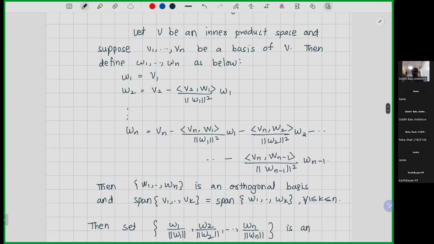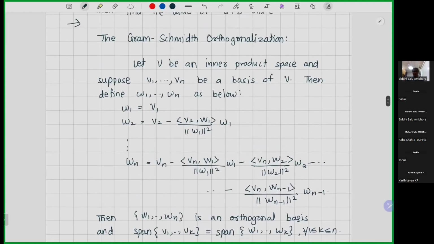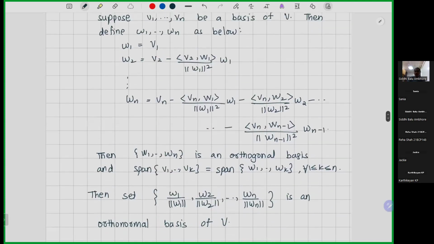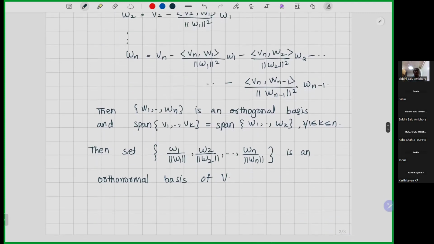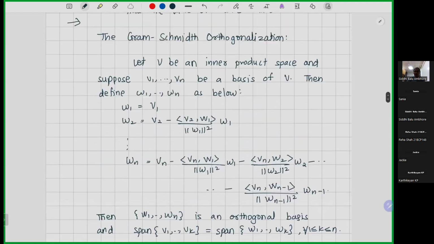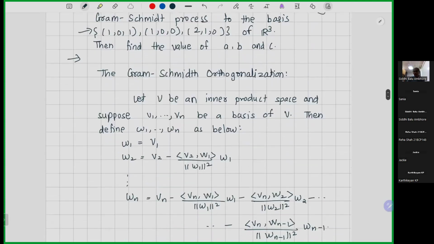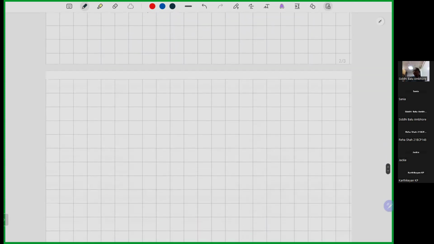So this is the Gram-Schmidt orthogonalization process. We start with the V's, and we subtract the appropriate multiples of the earlier W's from each Vi, and we obtain this orthogonal set. So when we apply this Gram-Schmidt method to this basis, we obtain this, and we have to find a, b, c accordingly. Okay, so how will we start?